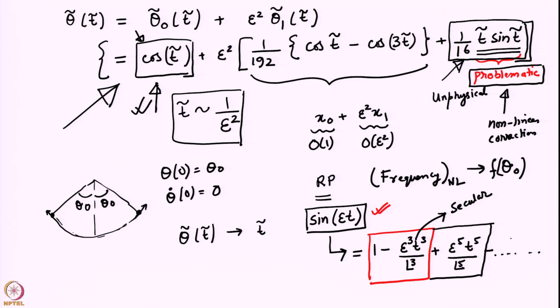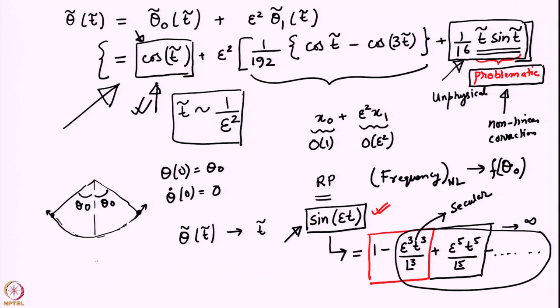You can clearly see that if you could sum this series all the way up to infinity, then each of these terms, which diverge in time, would together produce a function which does not diverge in time. So truncation at any finite order is going to cause the problem. Okay? So this should tell you what is happening.